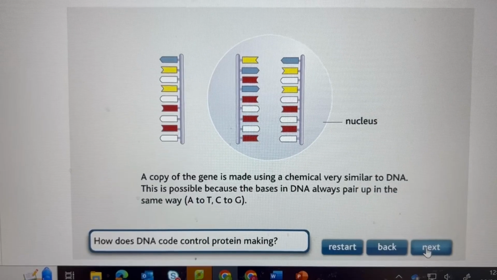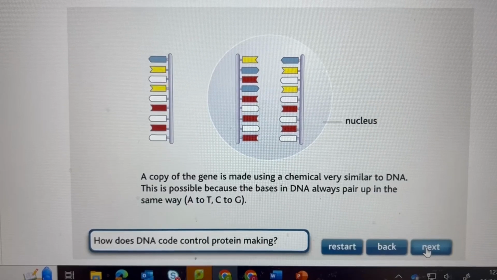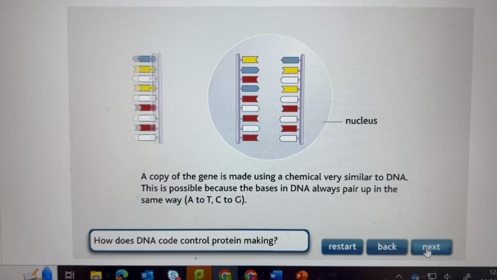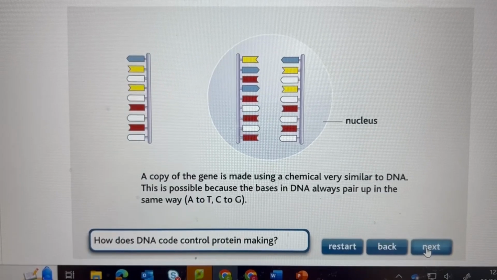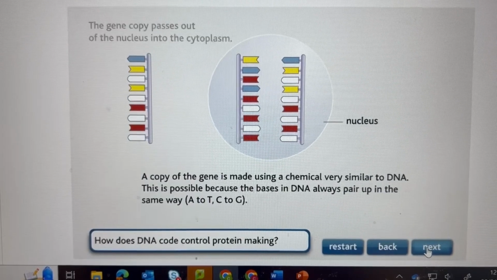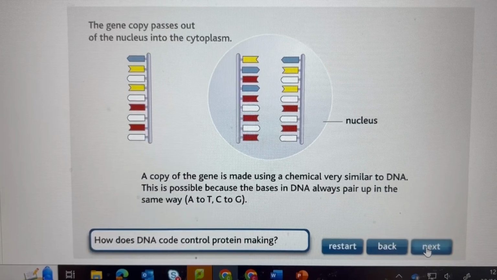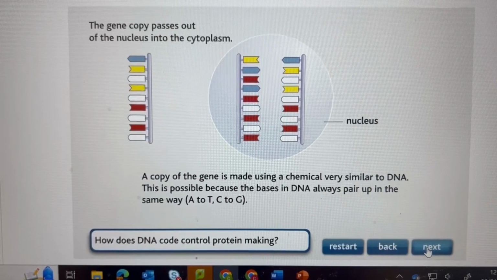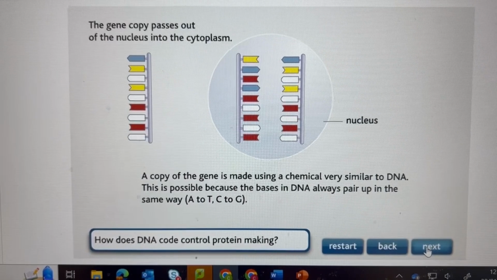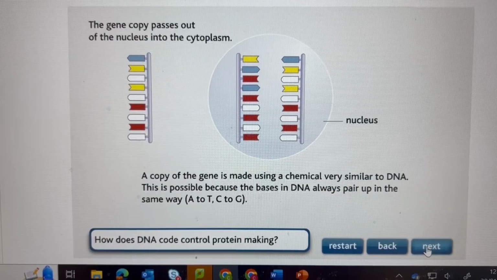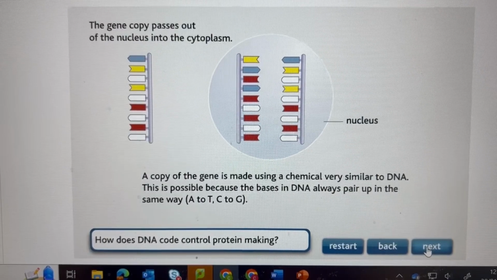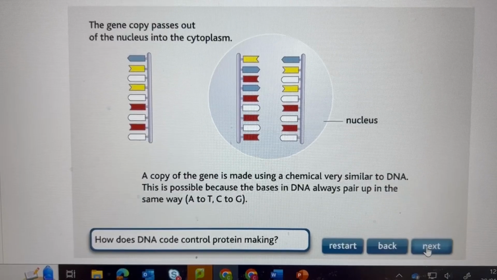This template is made out of something called mRNA, a chemical very similar to DNA. This is possible because the bases in DNA always pair up in their specific same way. Remember, A to T and C to G. This gene template is tiny, and therefore it can squeeze outside the nucleus into the cytoplasm and make its way to the ribosome.